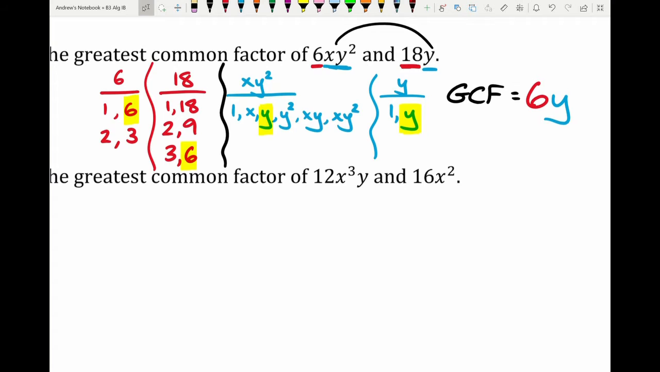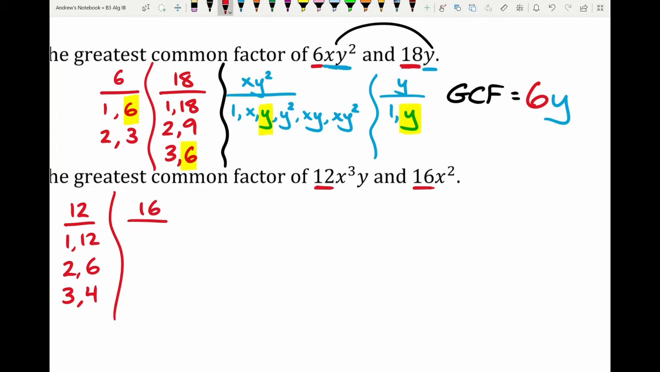After that, we're taking a look at 12x to the third y and 16x squared. So with 12 and 16, same kind of deal. 12 is 1 times 12, you could do 2 times 6, you could do 3 times 4. For 16, you could do 1 times 16, 2 times 8, or 4 times 4. I was just saying there's a shortcut for variables, but the shortcut for numbers is just getting more familiar with how to do these.